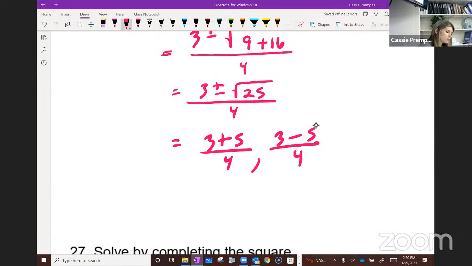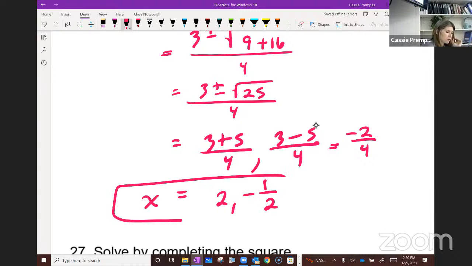What's 3 plus 5? 8. What's 8 divided by 4? 2. 3 minus 5 would give me -2. What does -2 divided by 4 reduce to? Yep. And those would be the answers I'd be looking for in the multiple choice.